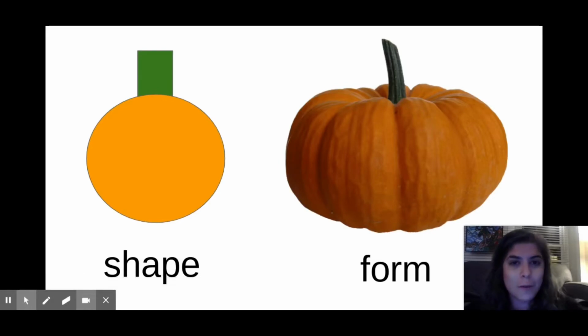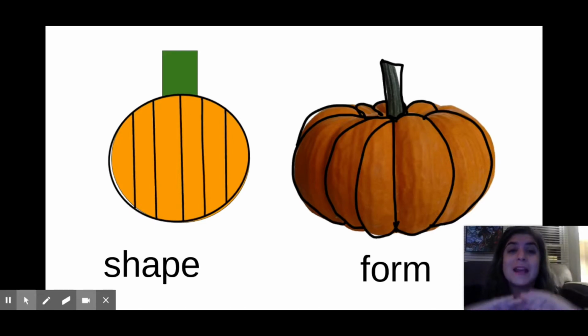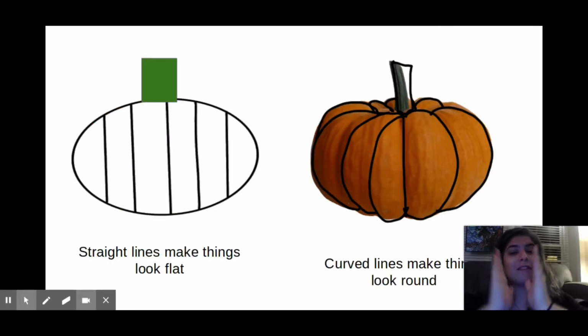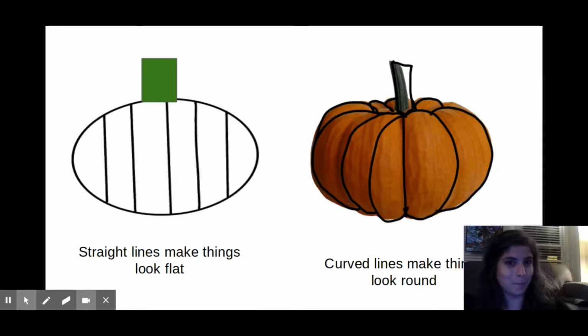Let's quickly go over what we learned about last week, the difference between a shape and a form. A shape is flat, and a form is fat, or 3D, or you can even say it's more realistic. If you were to draw straight lines on your pumpkin, your shaped pumpkin, it won't look realistic. But the form version has curved lines, and that makes your object or your pumpkin look round. Straight lines keep things looking flat, and curved lines make objects look round or fat or 3D. You could also say that this pumpkin is popping out at you. There's lots of ways to describe a realistic pumpkin.